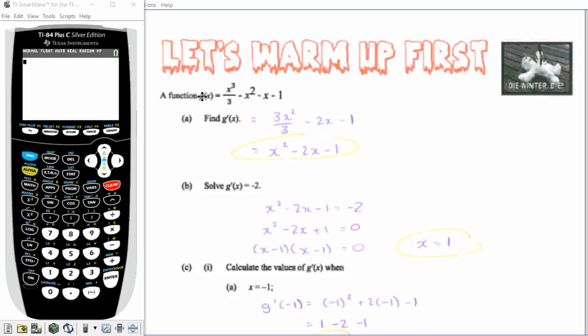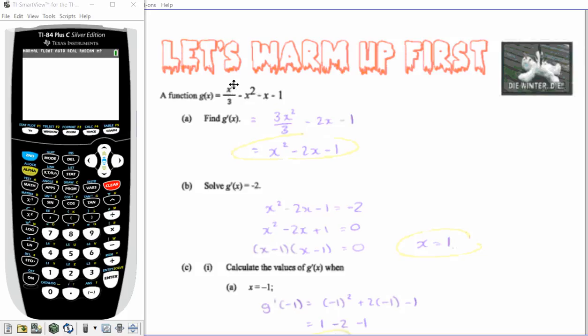A function g of x is equal to x cubed over 3 and so on. We want you to find g apostrophe x. In order to do that, you need to find the derivative. You need to find the gradient function. One way to do it is you can think of x cubed over 3 as 1/3 x cubed. You could do that, or you could do what I've done here.